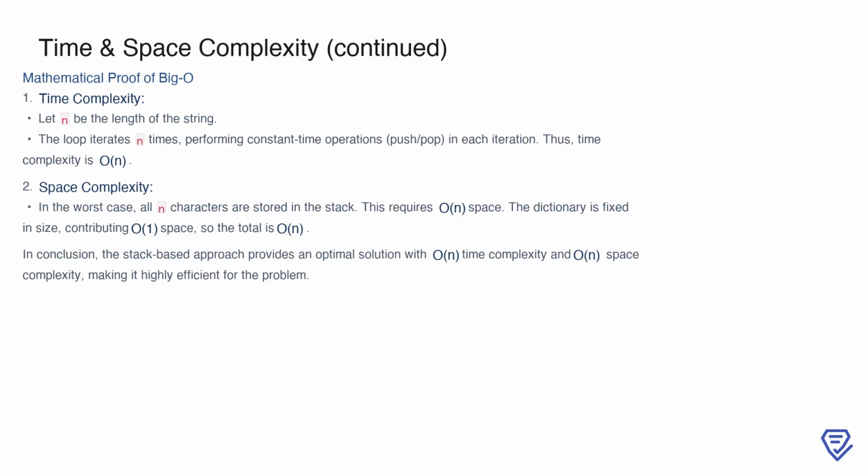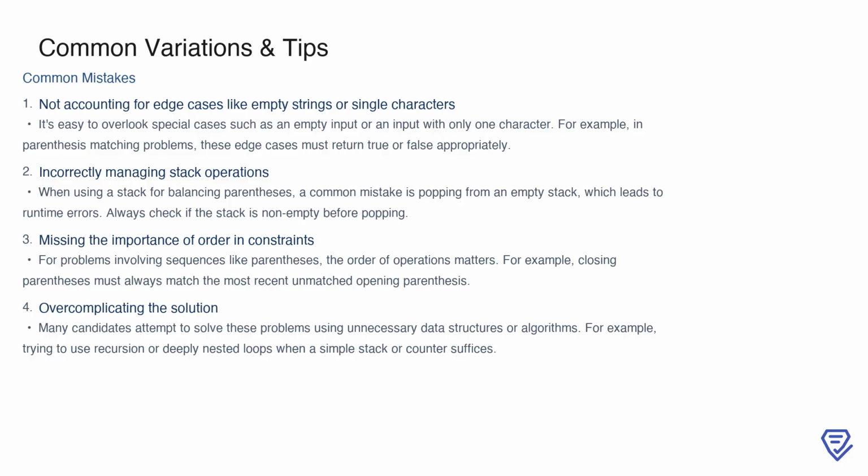solving this problem. When working on problems involving parentheses, there are several common mistakes to watch out for. First, edge cases like empty strings or single characters are often overlooked. For instance, in a parenthesis matching problem, an empty input should return true since there's nothing to match, but a single character, like an unmatched opening parenthesis, should return false. These boundary conditions can trip you up if not handled explicitly.